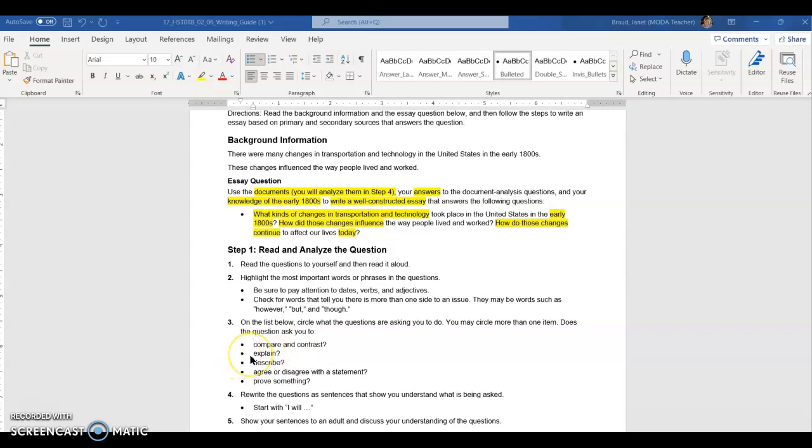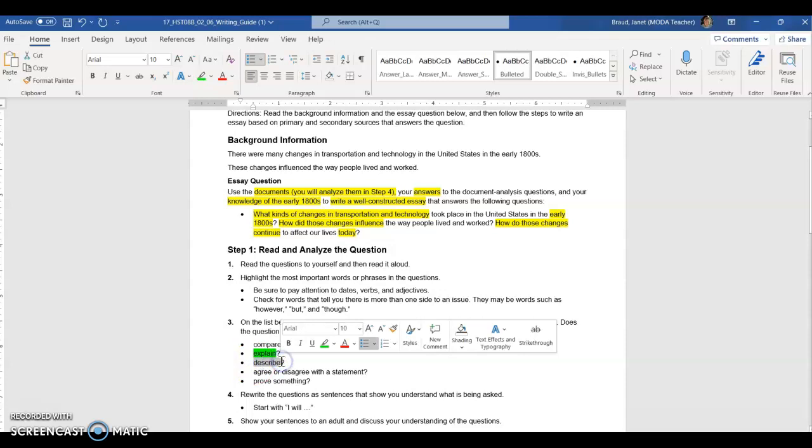Is it asking you to explain? Yes, because it's asking you what kinds of changes, how did those changes influence, and how do the changes continue? So it is asking you to explain. So that is important to know what it's asking you to do. Does it ask you to describe? Yes, it asks you to describe because it says what kinds of changes. That is a way of asking you to describe something.